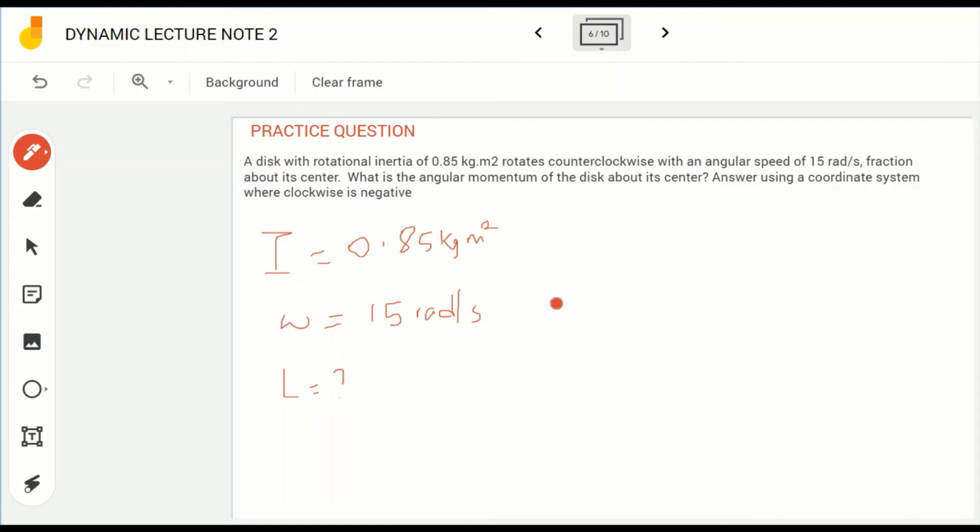Okay, now we are asked to answer using what? A coordinate system where clockwise is negative. If clockwise is negative, that means that my speed will be positive. So therefore I can use the formula, angular momentum equal to inertia times my omega. Please, I repeat this. The reason why my angular speed is positive is because clockwise is negative and my speed is moving anti-clockwise, so my speed will be the opposite of this. So it becomes positive.